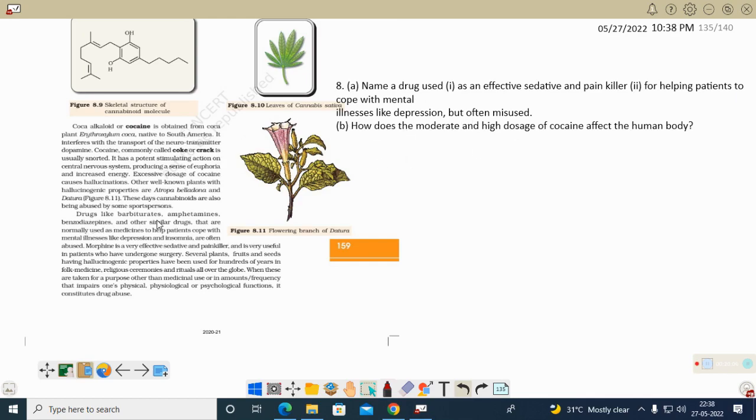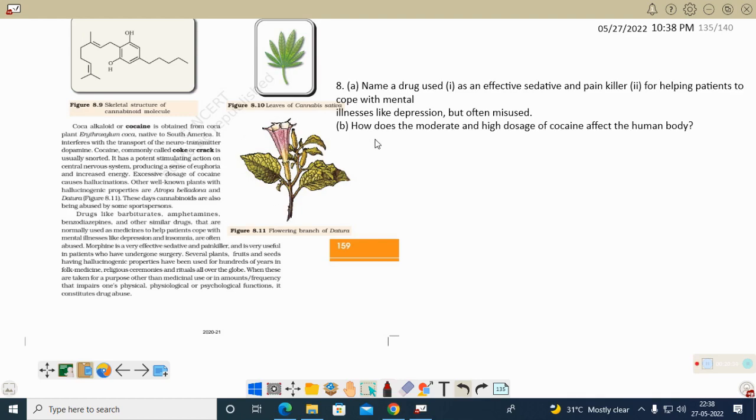See, barbiturates, amphetamines, benzodiazepines, these kinds of drugs are normally used as medicine to help patients, but they are abused as drugs. So here, for the second one in the question, you just have to write a barbiturate, amphetamine, or benzodiazepine, any one of them you can write.